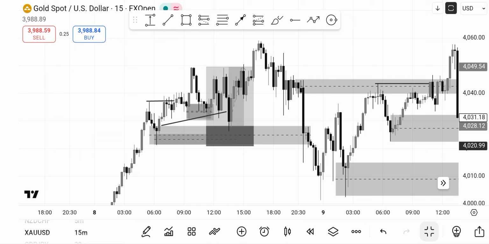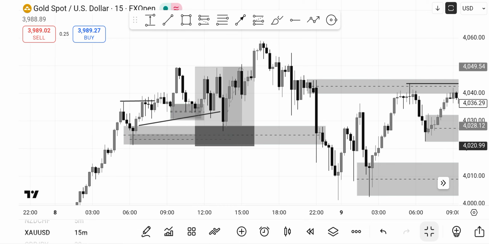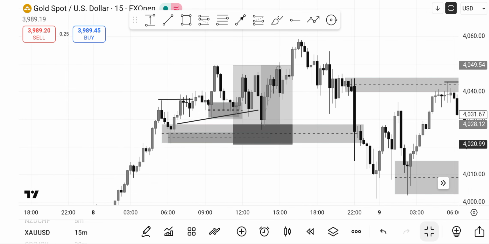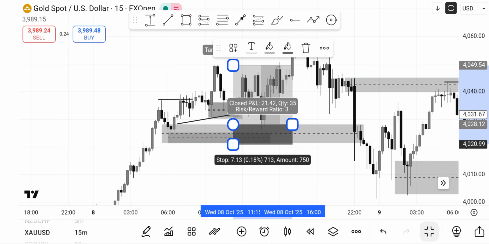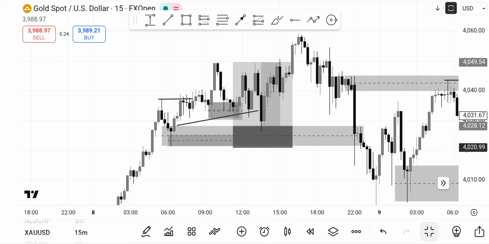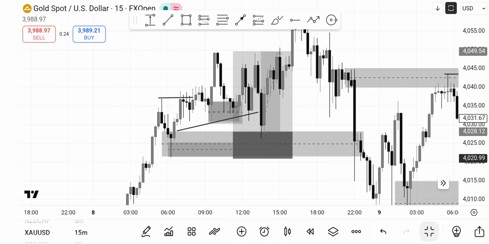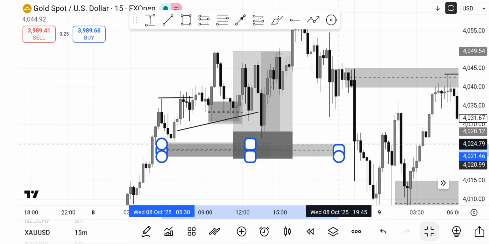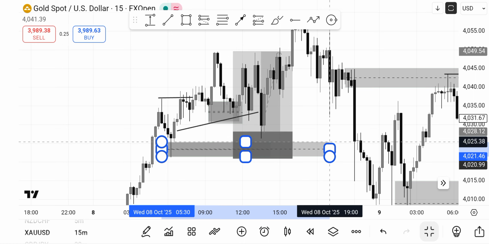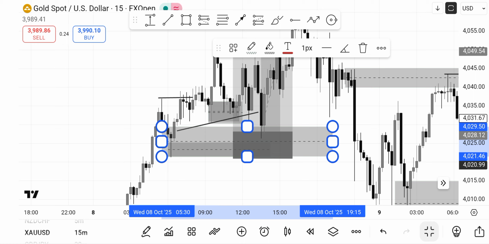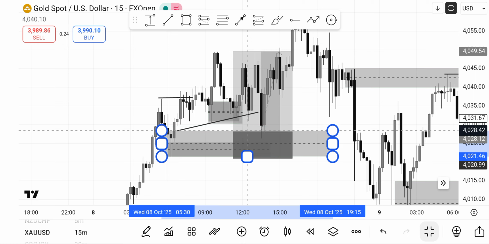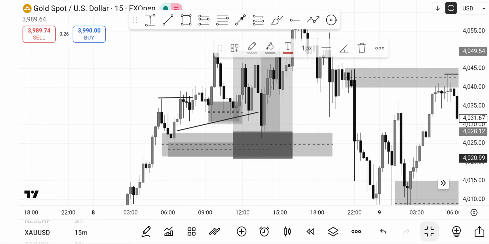In today's video, I'm going to be sharing with you how I was able to take a trade on gold using my strategy. And as you can see, it was a 1 to 3 risk to reward. So I first identified my order block, which was this one here, and my order block had a fair value gap on top of it plus liquidity here.